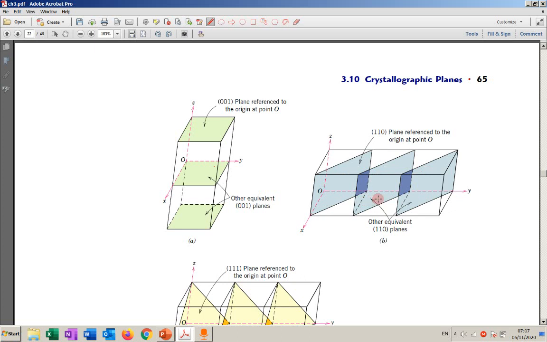Why? Because we explained that the crystal structure repeats itself. So if you have a set of planes like this, you would expect to have the same thing one block away. Look, one block away, you will expect the same arrangement.